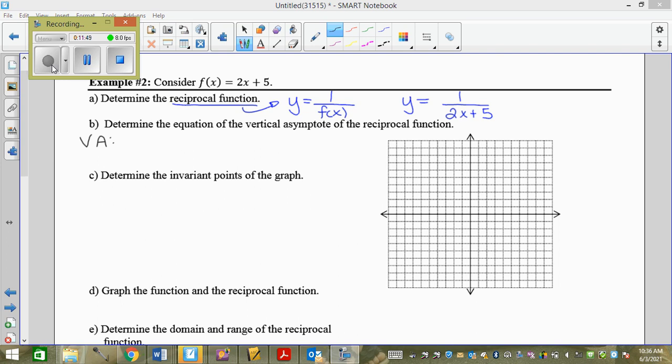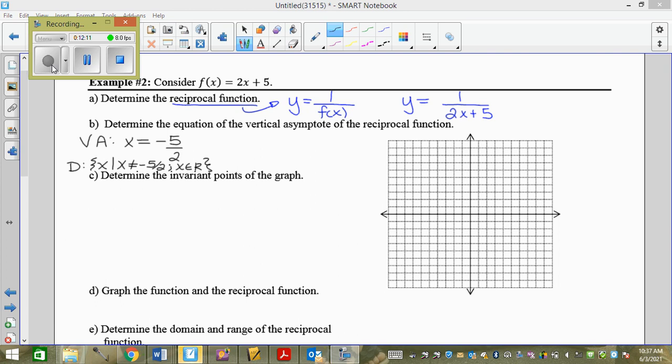So that's totally fine. So my vertical asymptote is going to be x equals negative 5 over 2. We agree? Correlating that would be my domain. My domain would be x such that x cannot equal negative 5 over 2, x ∈ R.